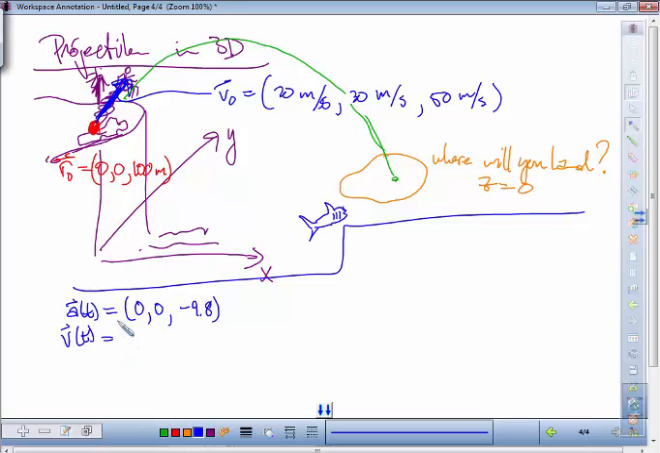Anyways, to get from acceleration to velocity, we integrate, and because of these nice functions, because our acceleration is constant, when we integrate, the constants that we're going to come out with are just going to be the components of your initial velocity, right? So 0t plus 20, 0t plus 30, and the integral of negative 9.8 is negative 9.8t, and your constant that will come out of here is 50.